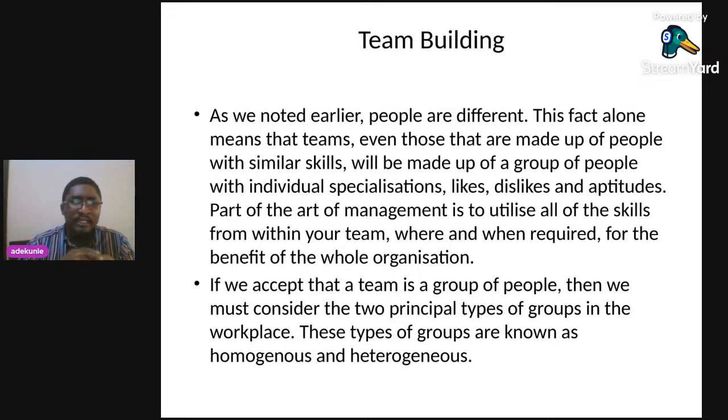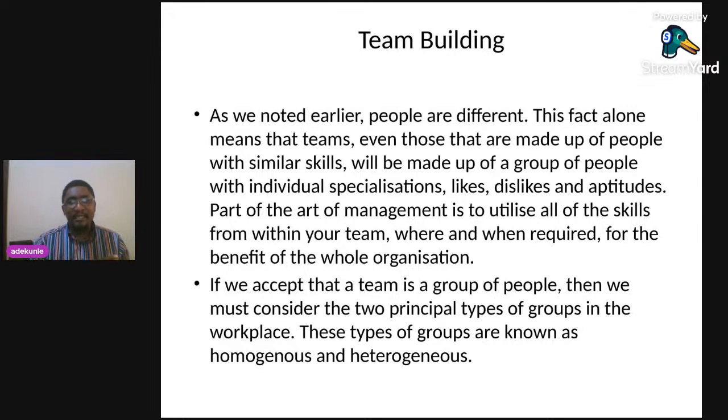It's one thing to recruit your team, it's another thing for you to understand, how do I build my team? As we noted earlier, we said people are different, and this fact alone means that teams, even those made up of people with similar skills, will be made up of a group of people with individual specialization. They have their specialization, their likes, their dislikes, their aptitudes. All right, and they will form part of the team. So part of the art of management is to utilize all the skills from within your team, where and when required, for the benefit of the whole organization.